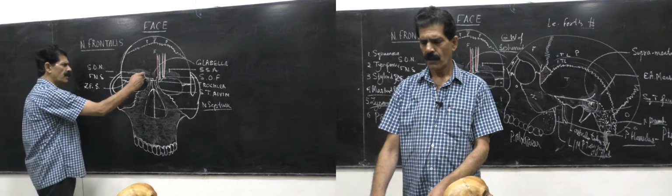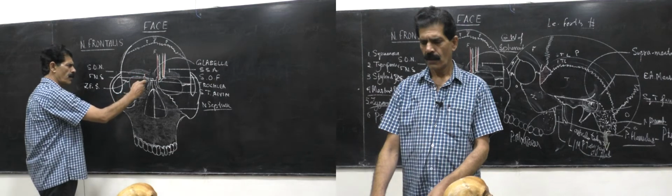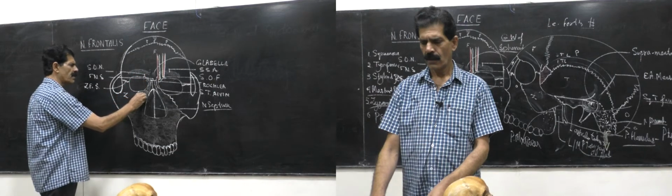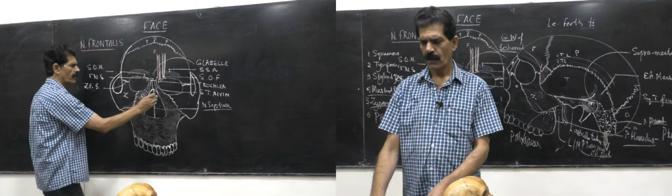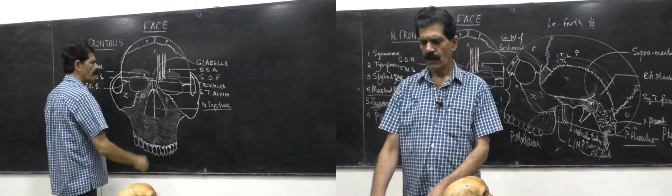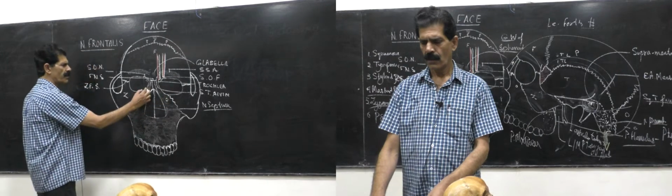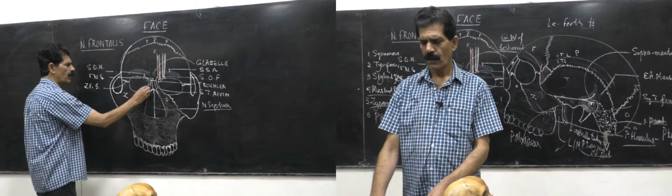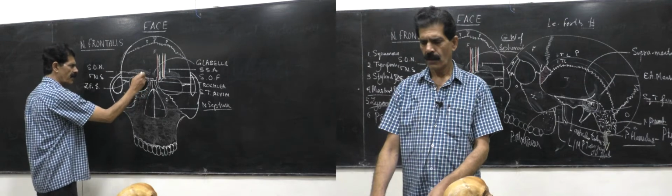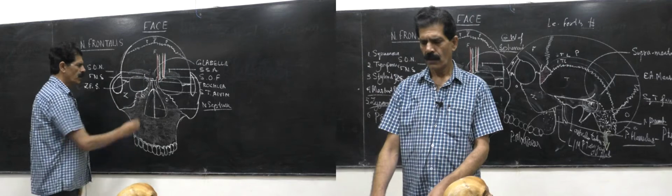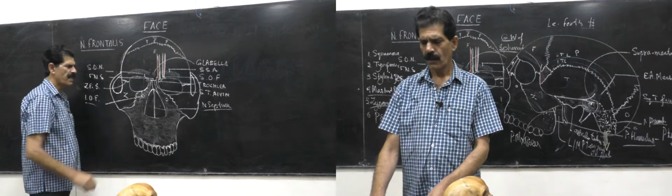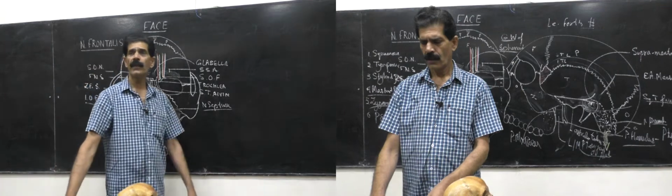And just below the supraorbital notch or foramen, in the maxilla, we also find a larger foramen below the orbit, just at the junction of the medial 1/3 and lateral 2/3 of the lower border of the orbit, just in line with the supraorbital foramen. So this is called the infraorbital foramen.